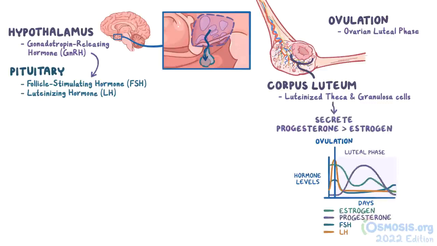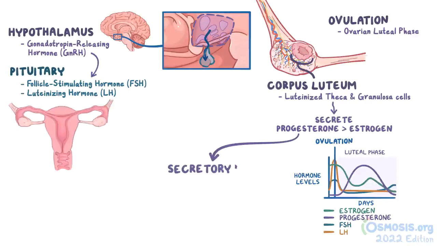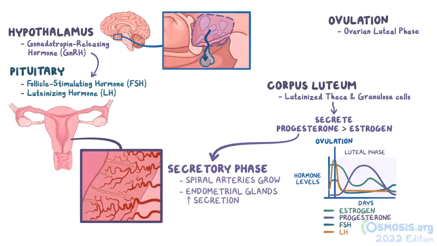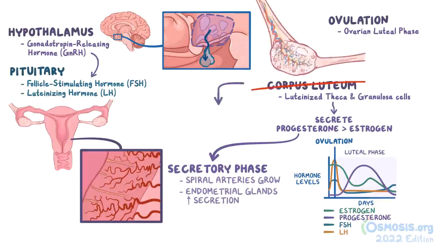Under the influence of progesterone, the uterus enters into the secretory phase of the endometrial cycle. During this time, spiral arteries continue to grow, and the endometrial glands continue to produce more secretions that make the endometrium more receptive to the implantation of a fertilized gamete. After day 15 of the cycle, the optimal window for fertilization begins to close, and the corpus luteum gradually degenerates into the non-functional corpus albicans.